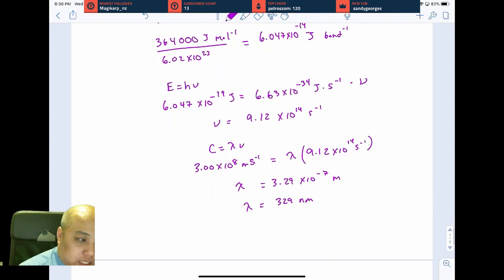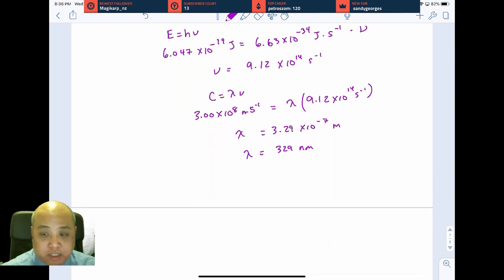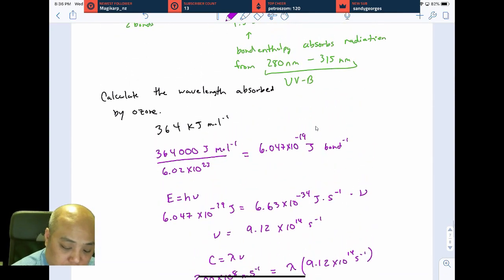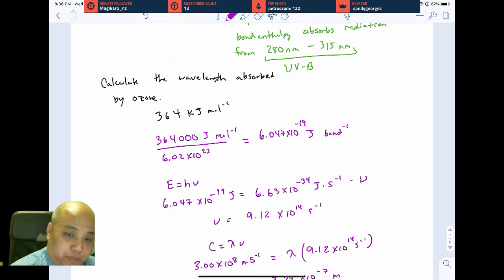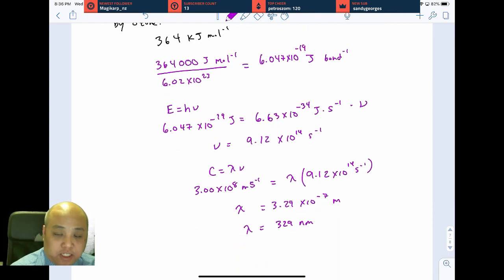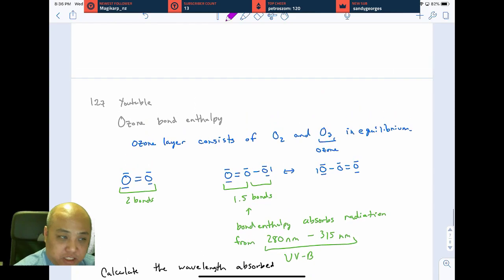It seems a little bit outside, but there is kind of a bit of a range there. And so I'm wondering if my bond enthalpy is a little bit off, but the idea is that it can absorb some of that frequency that's relatively close in that range. And so that's just to show you how to calculate what the photon required to break a bond is. So you would use the bond enthalpy, convert it to per bond, and then use the energy equation and the speed of light equation to figure out the frequency. So they might ask you what frequency or what wavelength is required to break an ozone bond or any kind of bond using this calculation.